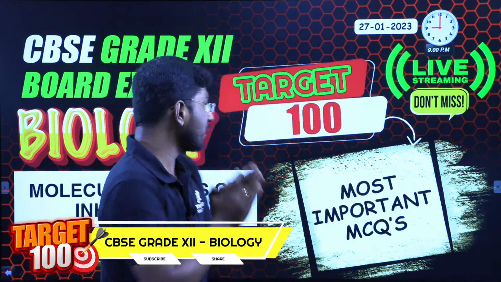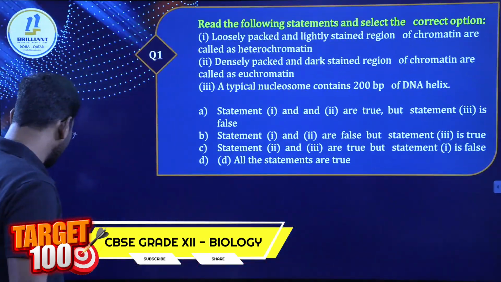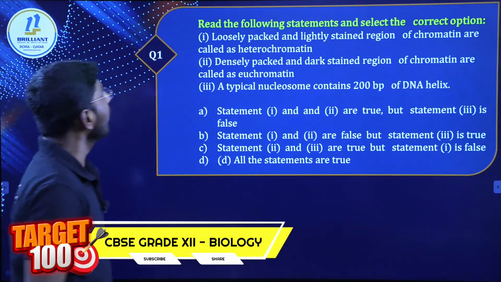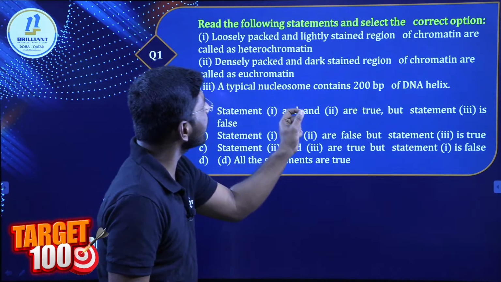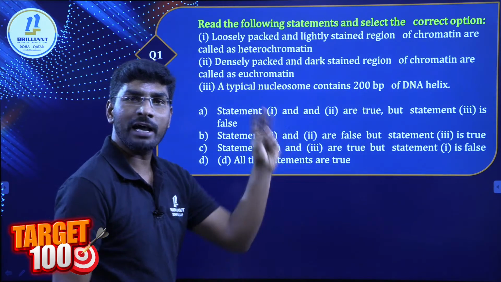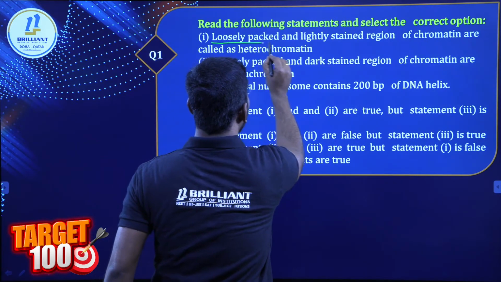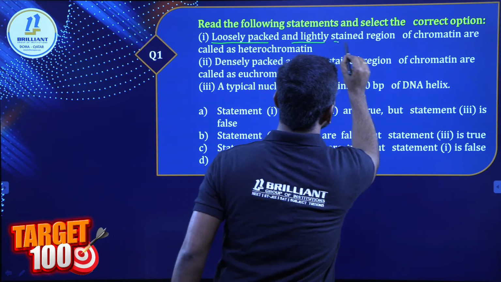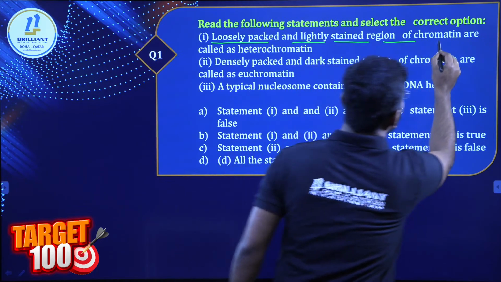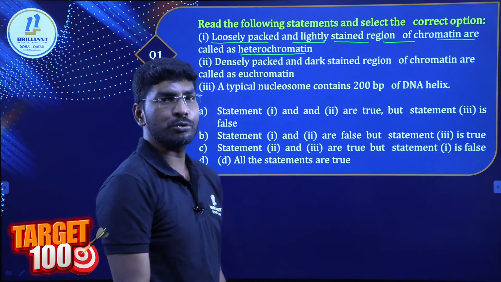Are you ready? Look at the first question. In this first question, read the following statements and select the correct option. We have to identify the correct option. Number 1, loosely packed and lightly stained region is heterochromatin. Is it a true statement?